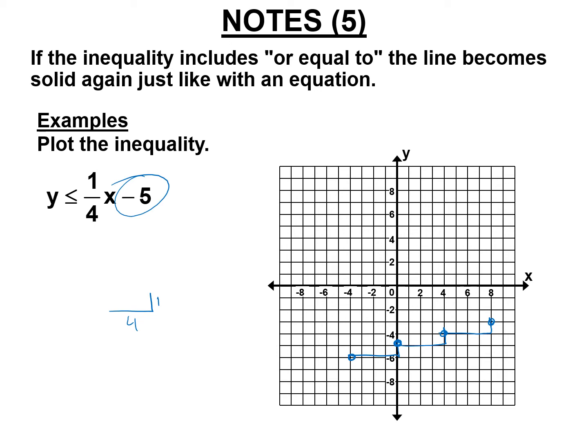So that noise you hear is me putting my ruler on the screen. We're still going to put arrows on the end, make it nice and long all the way through. And now, we need the y's that are less than or equal to 1/4 x minus 5. So all those down there make it true, plus the blue line makes it true. We've plotted the inequality.